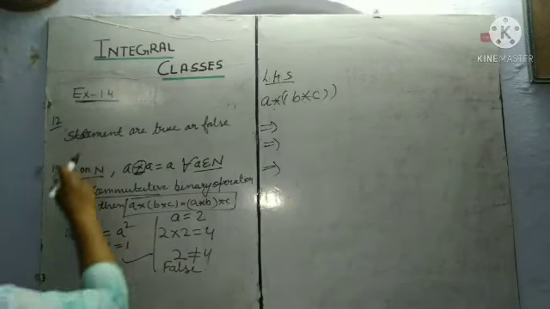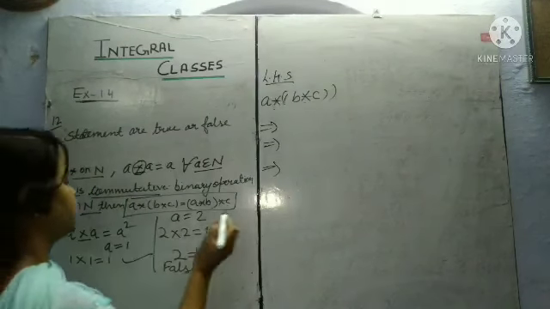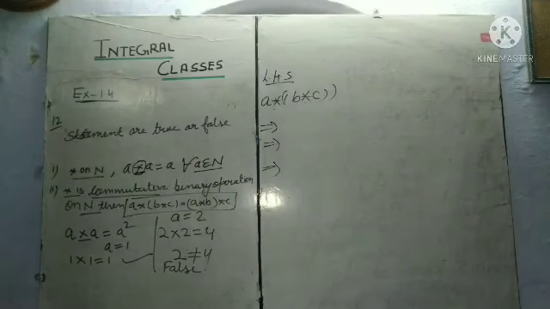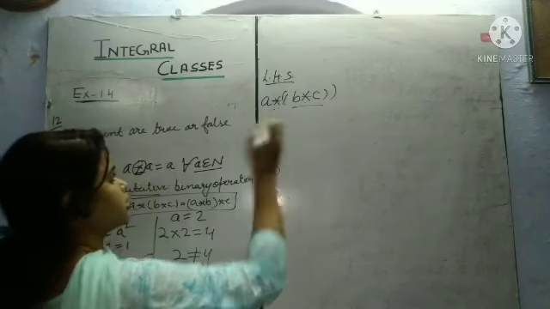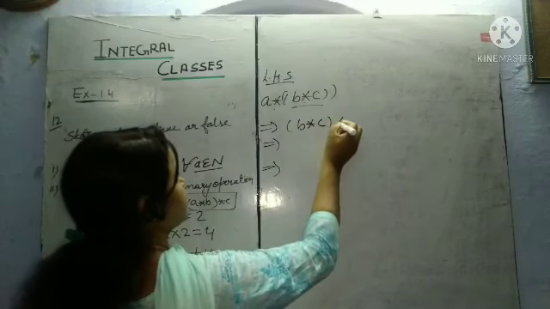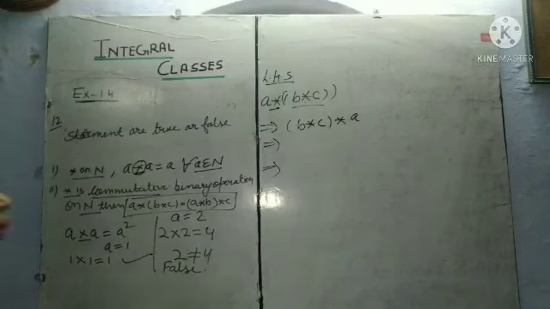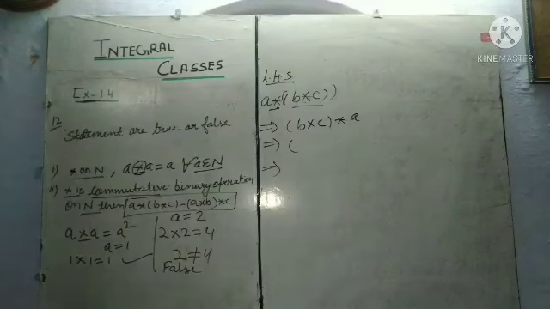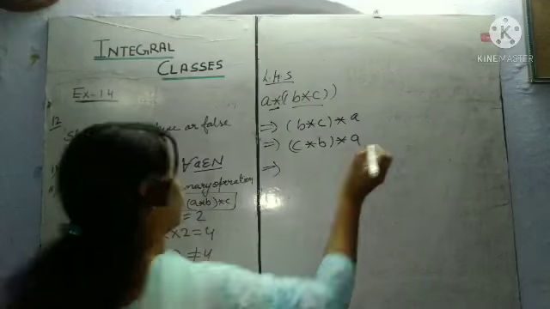Now, the second part of question number 12. Star is a commutative binary operation on N, and we will show that these are equal. So now we take the left hand side and get the right hand side from it. We are given A star B star C. Since it is a commutative property, we consider B star C star A, because star is a binary operation and commutative also. So again we write C star B star A.